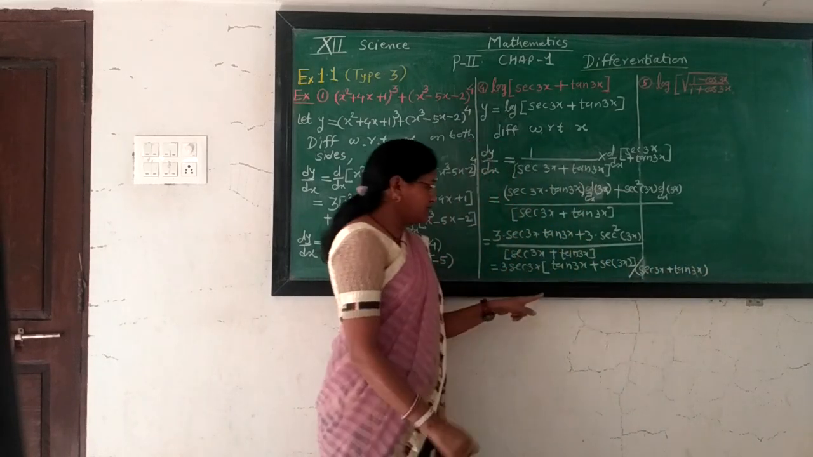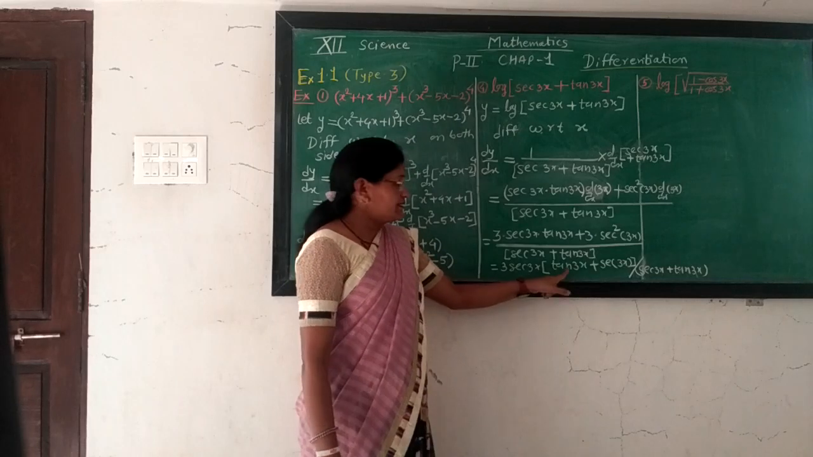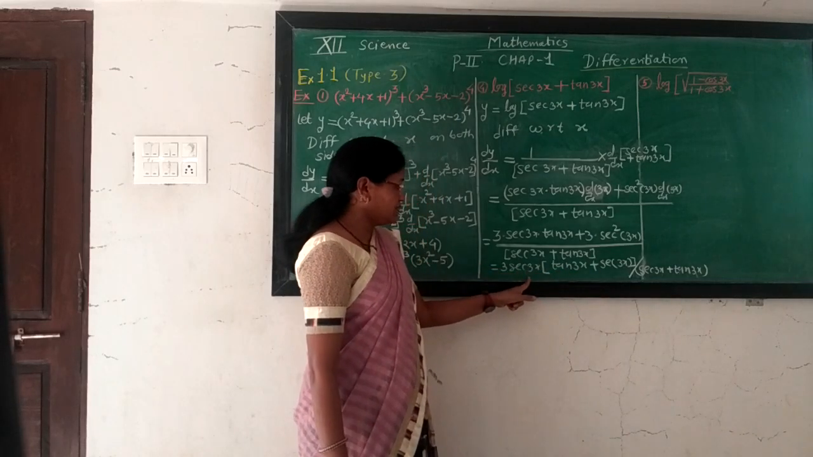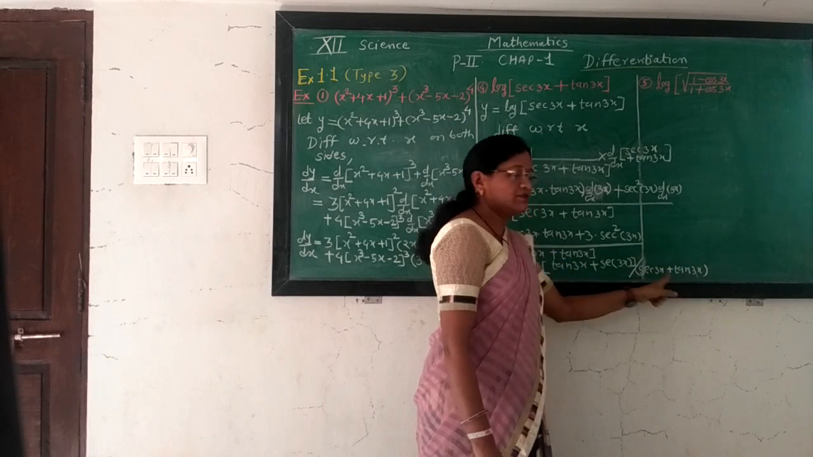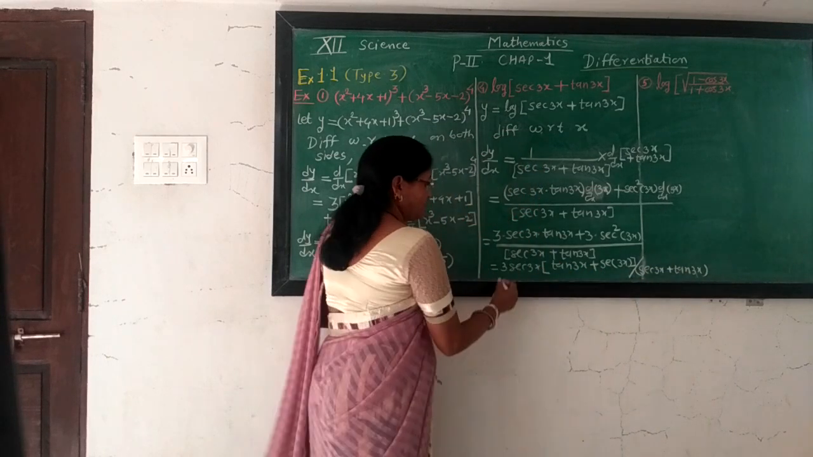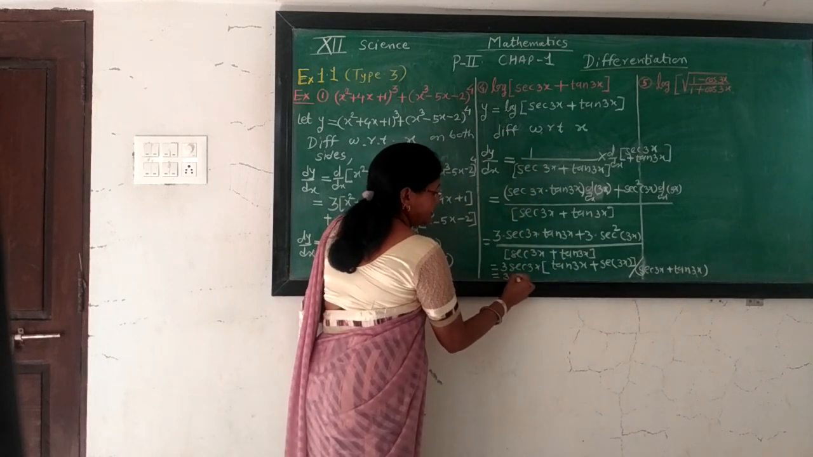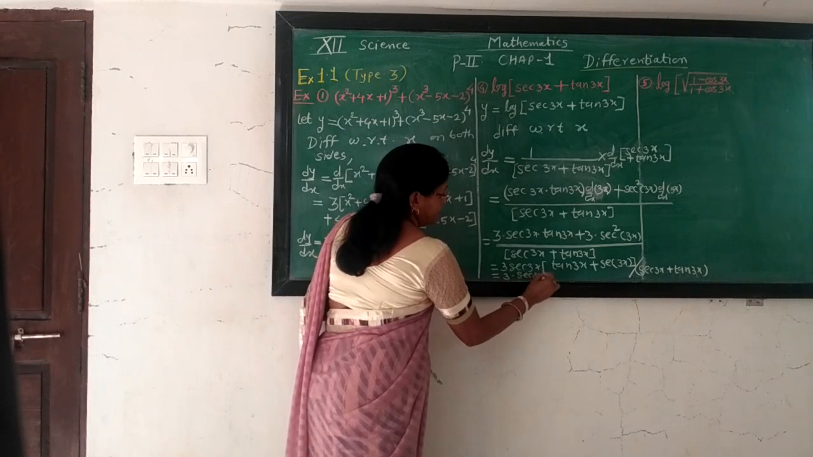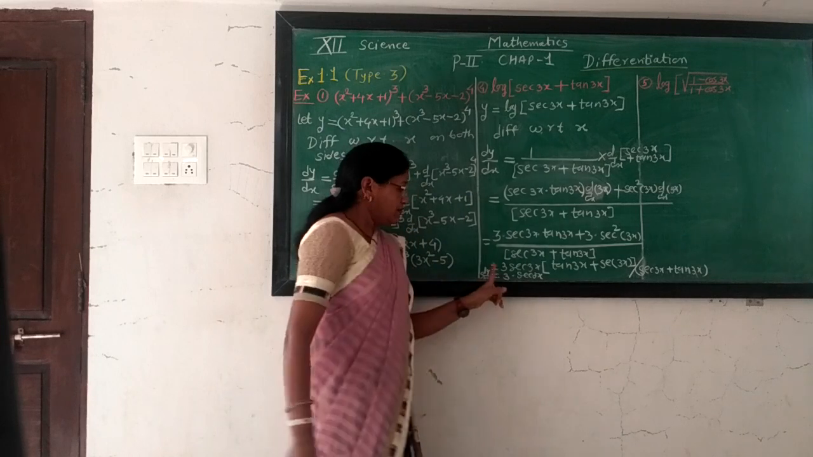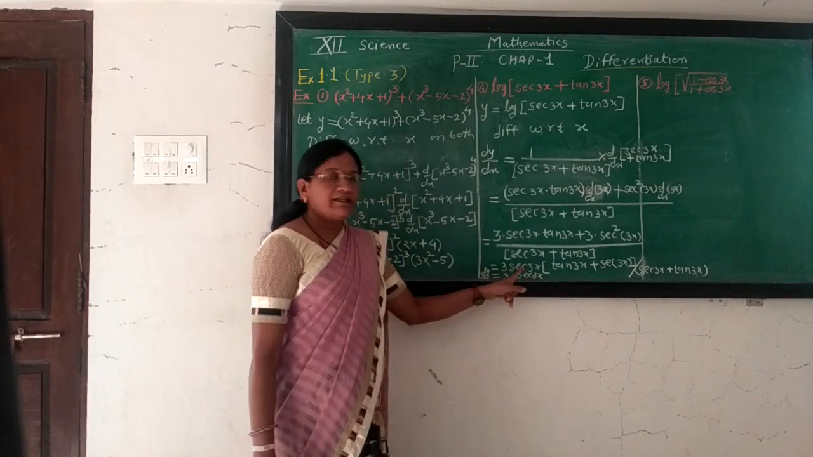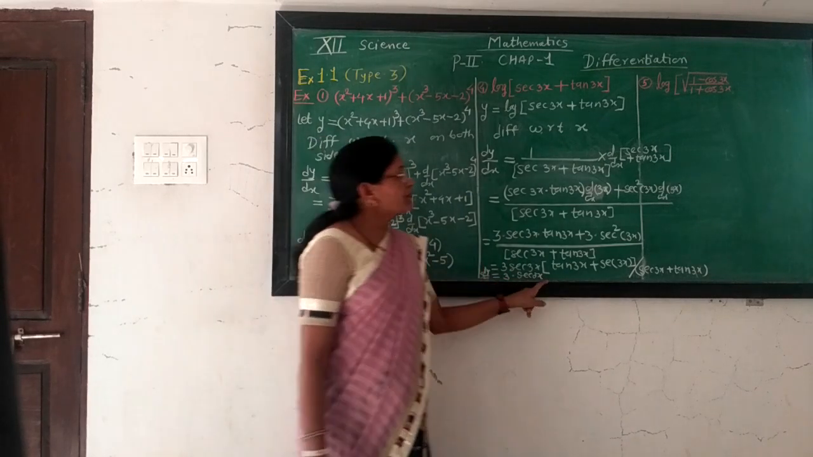So in this division, the numerator contains tan 3x plus sec 3x in the multiplication form, and the denominator is the same term, sec 3x plus tan 3x. Both can be cancelled with each other and the final answer becomes 3 times sec 3x. This is the value of dy by dx. So dy by dx is equal to 3 times sec 3x.